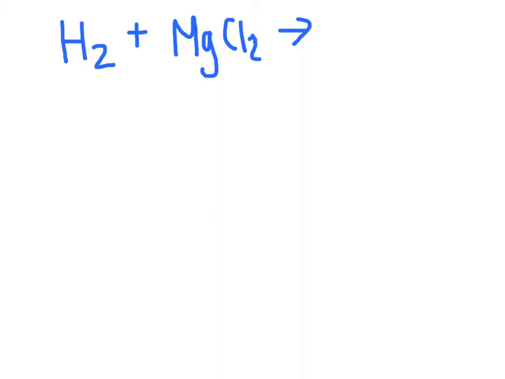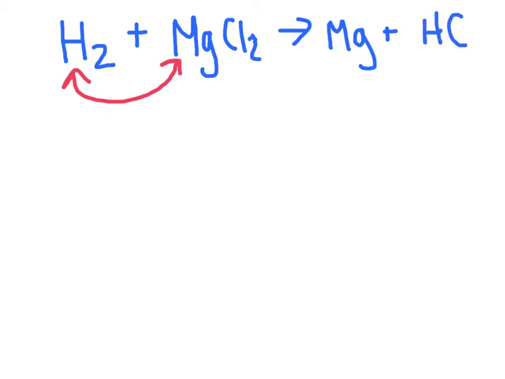This is a single replacement reaction where hydrogen is reacting with magnesium chloride. This positive ion switches places with the other positive, and I know that I'm going to get magnesium and HCl. All right, I have a compound there as a product, so I need to make sure it's neutral. Hydrogen is 1 plus, chlorine is 1 minus, so those balance out, and I can leave it like that.